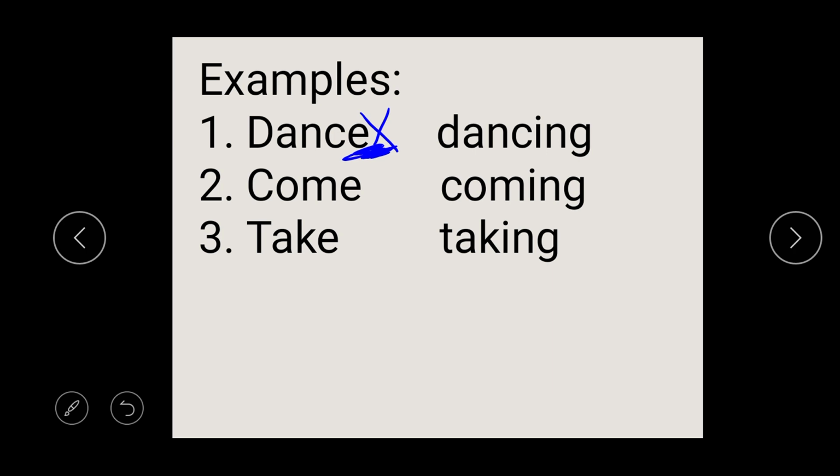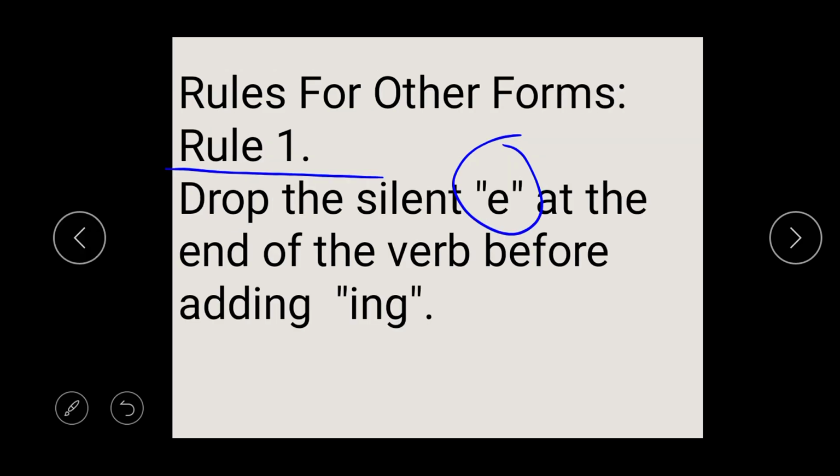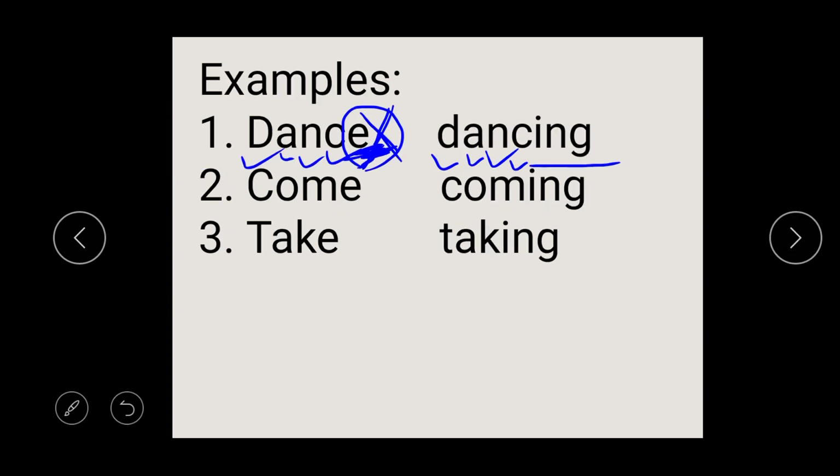You can see there's D here, A, N, C, but the E is not there. You are going to cross it out and add your ing. So your ing will be replacing your silent E. That is rule number one for verbs that have silent E at the end.